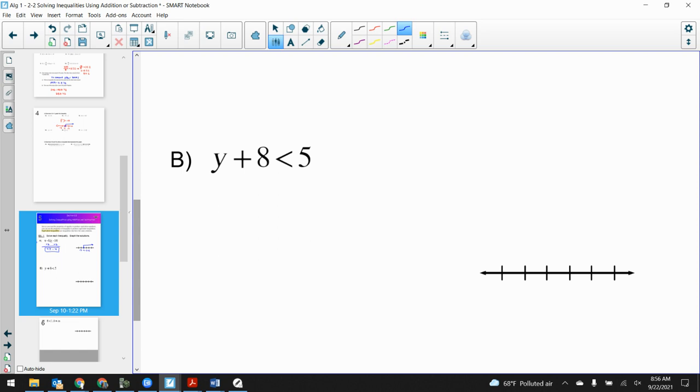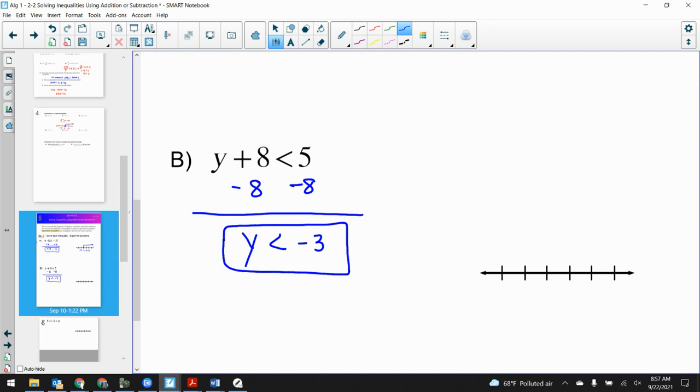All right, so we've got y plus 8 is less than 5. Let's look at the second example. How do I solve this one? Subtract 8 on both sides. Remember, we want to get things away from the variable. 5 minus 8 is -3. So y is less than -3 is my solution. That means anything less than -3 would be a solution.